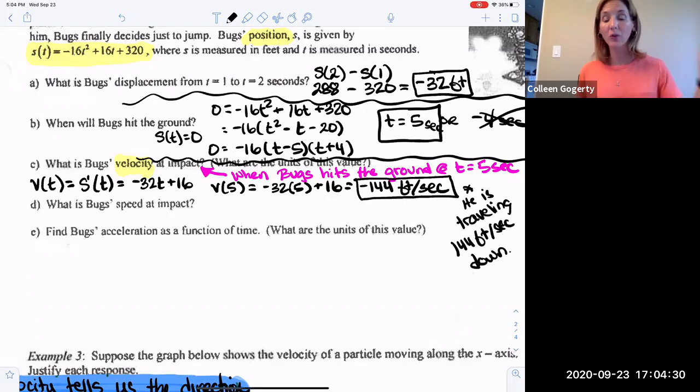If you don't include the negative, we have a problem, okay? If the negative's not there, it means he's going up. That would be bad for this particular problem, okay?